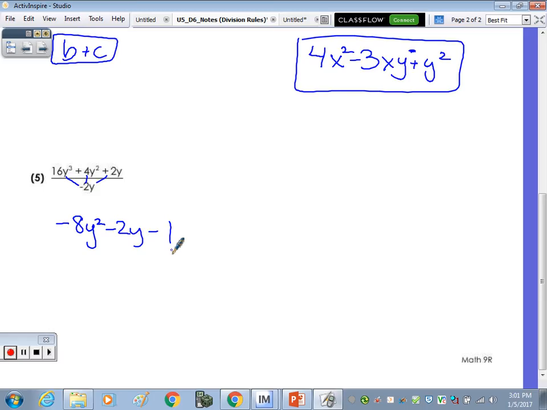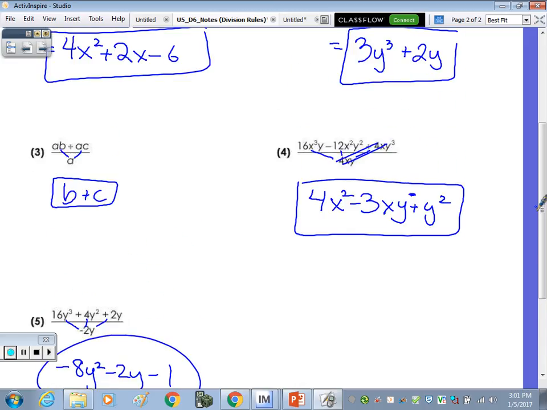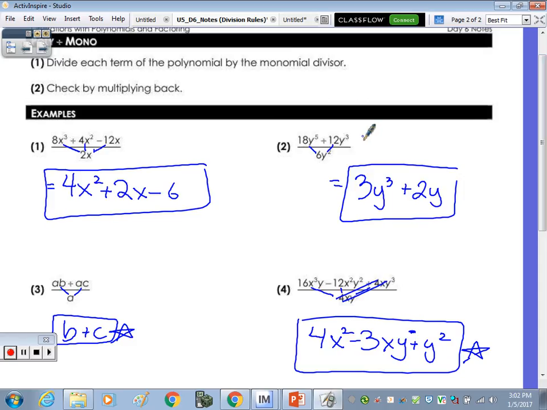Now look, in number 5, we had 3 terms divided by 1 term. Our answer was 3 terms. Up here, 3 terms divided by 1 term. Our answer was 3 terms. 2 terms divided by 1 term. Our answer is 2 terms. Is it always the case that the number of terms in your numerator is the number of terms you have in your answer? Yes, always.